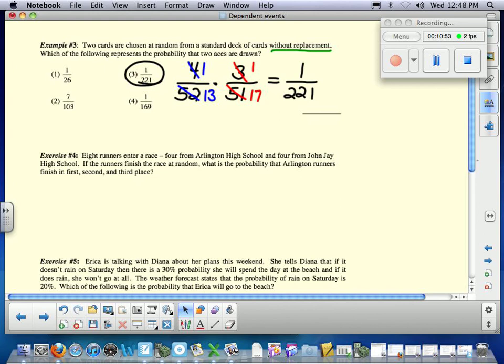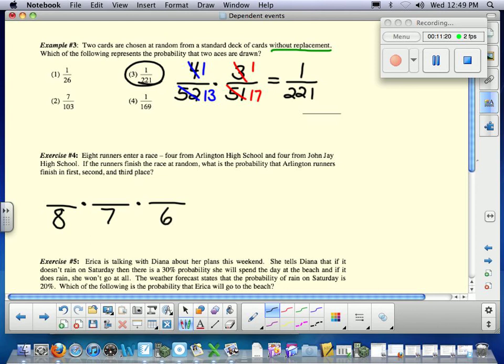Number 4. We have 8 runners in a race. 4 of them come from Arlington High School and 4 of them come from John Jay High School. If the runners race at random, what's the probability that first, second, and third place will all be Arlington runners? I know there's 8 runners to begin with, and then there will be 7 left for second place, and then 6. How many Arlington runners do I have that could place in first? And then 3 left, and then 2 left.